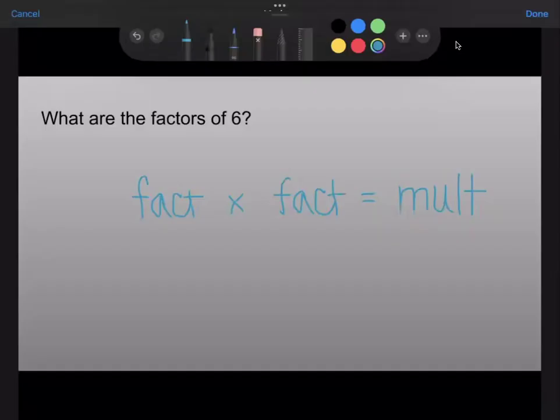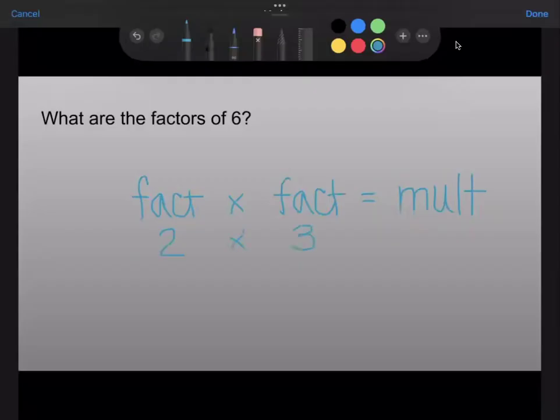So if we're looking for the factors of 6, like this problem is asking us, we want to think of all the things that we can multiply together to get 6. So it's easier to think of them in pairs that go together. I know that the first pair of factors that pops into my mind when I look at 6 is 2 times 3. Okay, those are the first ones that pop into my head.